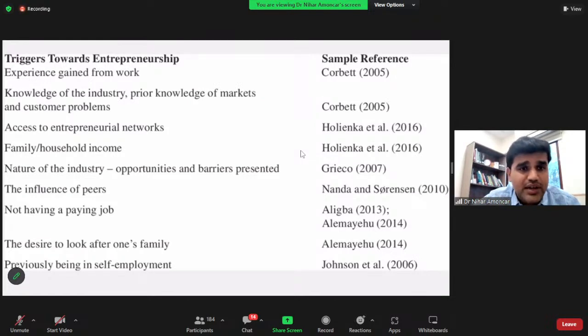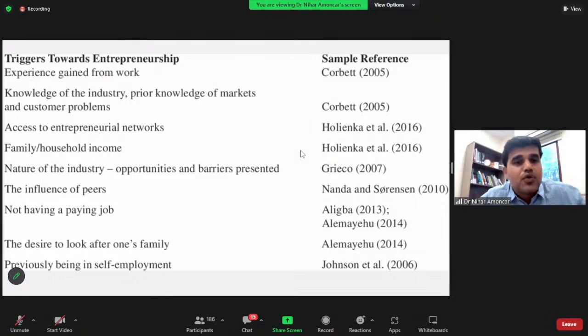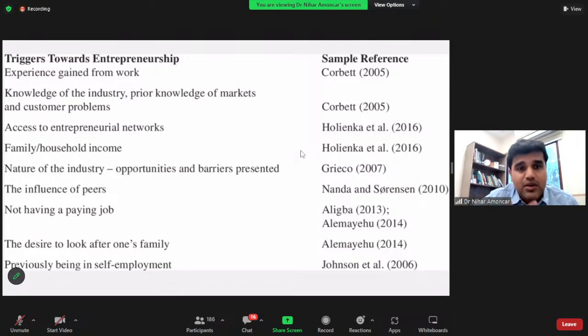Some of you might be triggered because you have access to entrepreneurial networks. A lot of people that I studied during my doctorate were triggered towards entrepreneurship because they came from a community of entrepreneurs. Even if you would go to a marriage function, everybody would talk about their business. And even on the dinner table, most of the conversations would revolve around business. Most of the people that they met were entrepreneurs. So they were inspired by the people that they met and they knew to take up entrepreneurship.